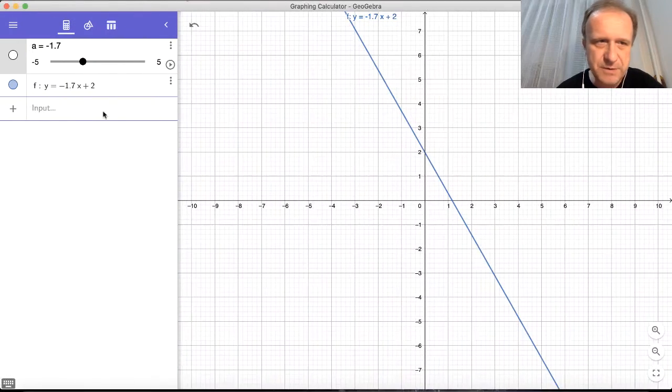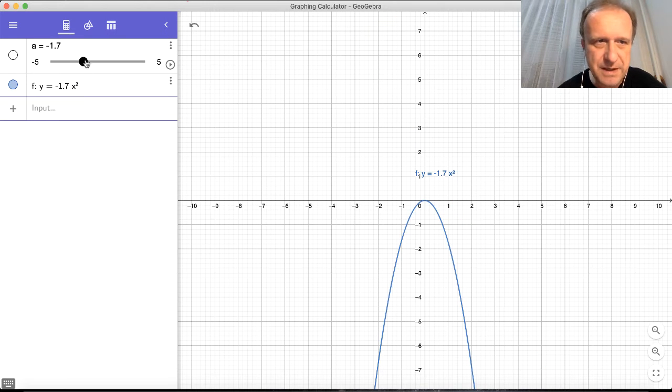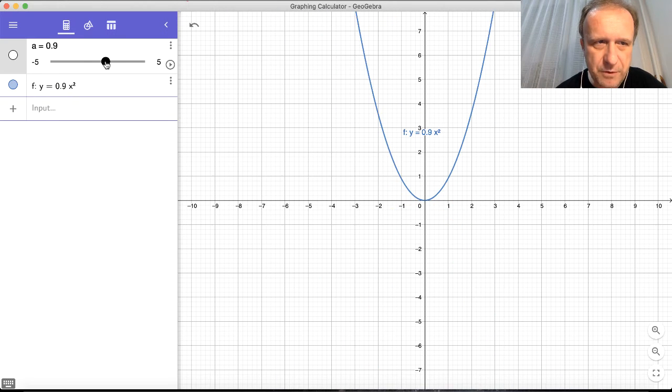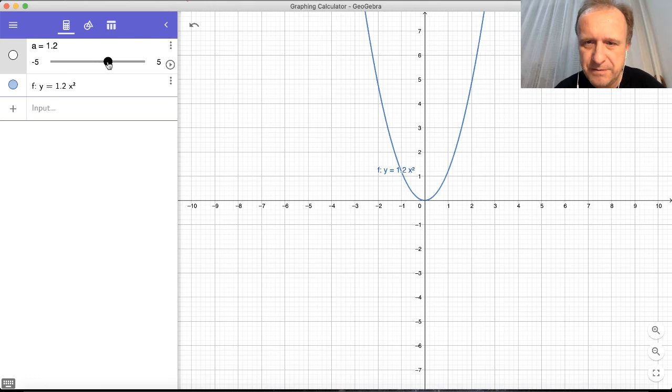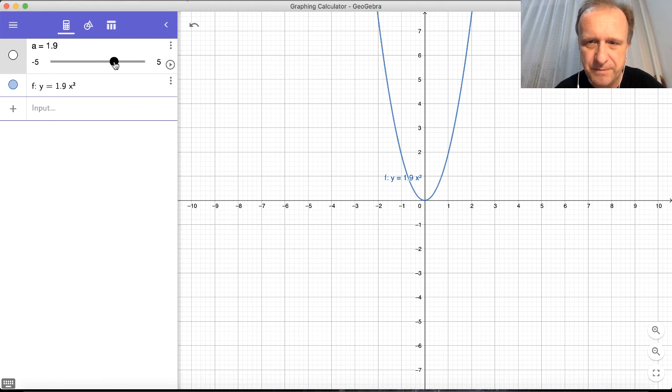Let us investigate. So we can leave the slider as it is. I will just rewrite this function. So it's the function ax squared this time. So here it is. Let me set the slider for the value of 1. So this is the typical quadratic function y equals x squared, 1 times x squared actually, as you can see yourself. Now if I increase the value of a, the parabola or the branches of parabola become steeper.